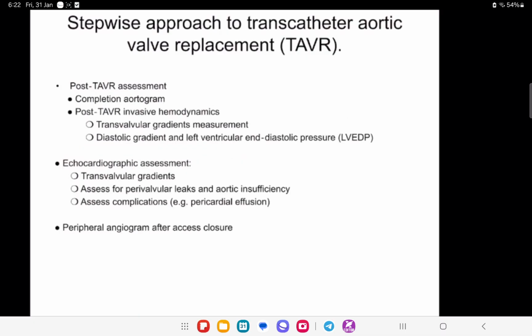In the post-TAVR assessment, a completion aortogram and post-TAVR invasive hemodynamics are performed: transvalvular gradients, diastolic gradient, and left ventricular end diastolic pressure are monitored. In an echocardiographic assessment, transvalvular gradients are measured, and the valve is assessed for perivalvular leaks, aortic insufficiency, and any pericardial effusions, followed by a peripheral angiogram after access closure.